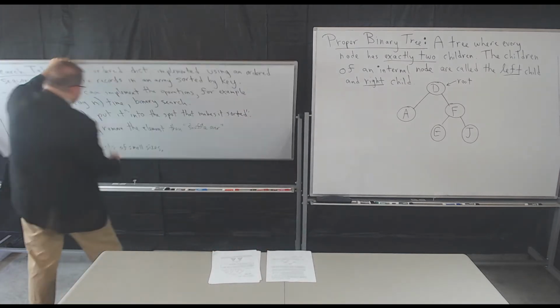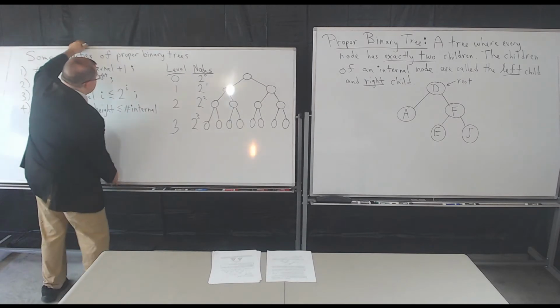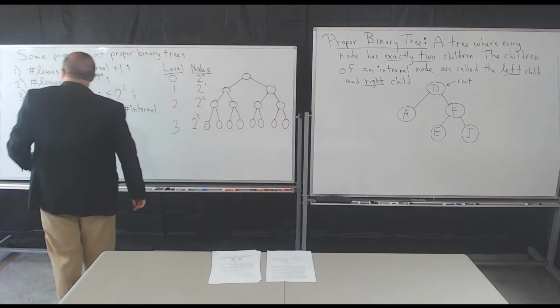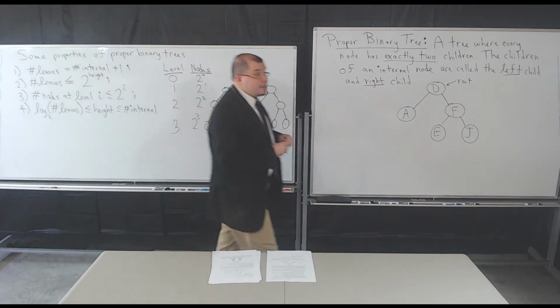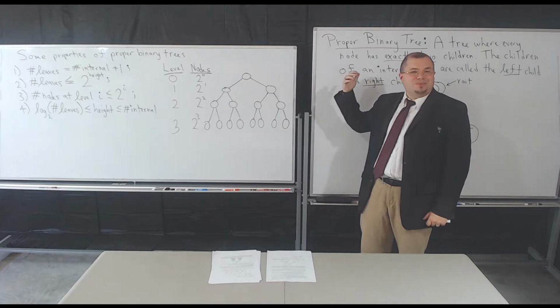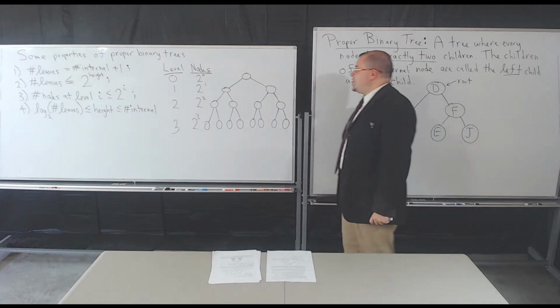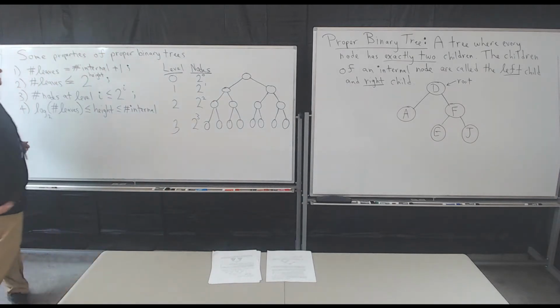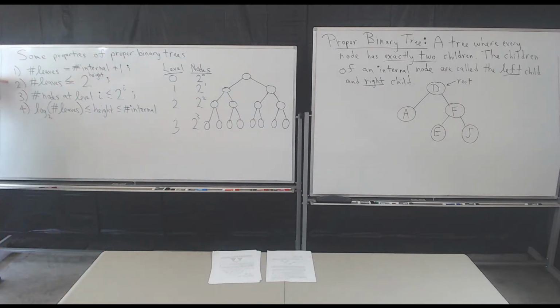So let's talk about some properties that proper binary trees have. I've listed out some here. Some of these are going to look very familiar to you from when we talked about heaps. Some of these were actually observations we used for a good chunk of those proofs, or the analyses we did. But some of these are going to be fresh for you, okay? The great thing about proper binary trees is that the number of leaves is always going to be equal to the number of internal nodes plus 1. That's a nice one to know.